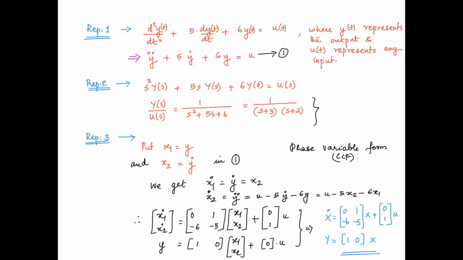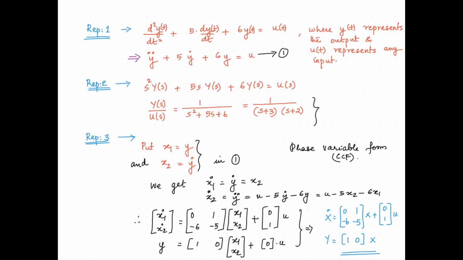Phase variables are state variables where the state variables are output and its successive derivatives. The number of state variables depend upon the order of the system. In equation 1, we can see that we have a second order system and thus we need only two state variables x1 and x2. Output y is selected as the first state variable x1 and its derivative y dot is selected as the next state variable. Thus, x1 equal to y and x2 equal to y dot are the state variables.